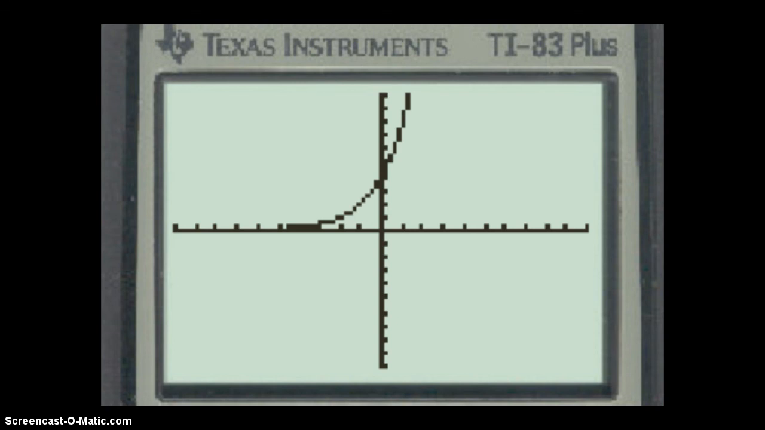If we trace specific values like 0, you see the starting amount is still 4, just like it was before, except the values will now double. So if we trace 1, 2 to the first is 2 times 4 gives me 8. If I trace 2, it's doubled again. 8 times 2 is 16, right? So it's just going to be an additional factor of 2 every time.